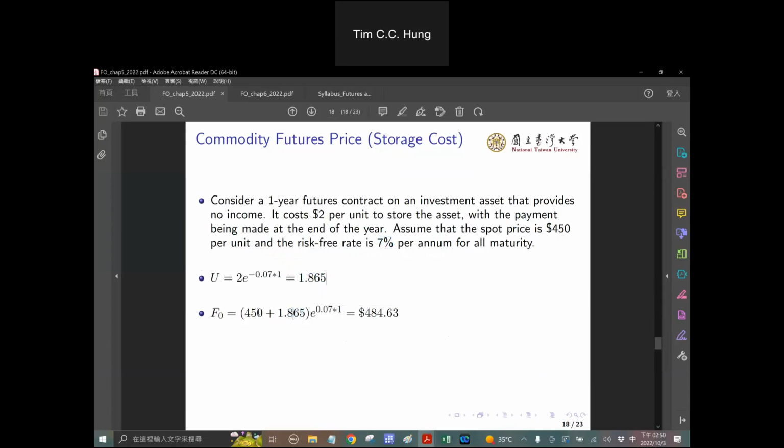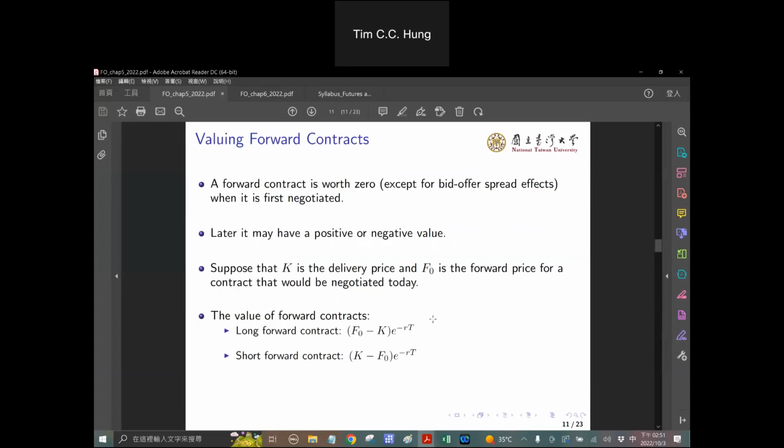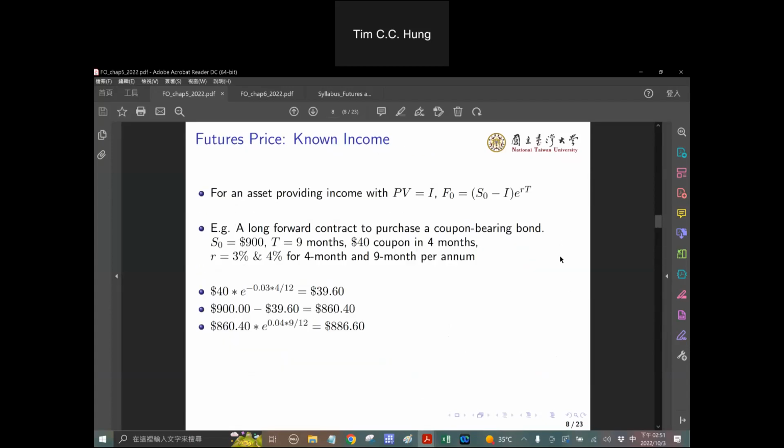And what we do is very straightforward. We just add it to our spot price and let it roll at the exponential of 7% multiplied by the number of years of the horizon. So at the end, the futures price should be 484.63. Very straightforward. Take a look at the previous example where we have a known income. Something is coming in. If it's a positive known income, say a fixed income property, it will be a deduction term over here, because it's a value deduction to the spot price.